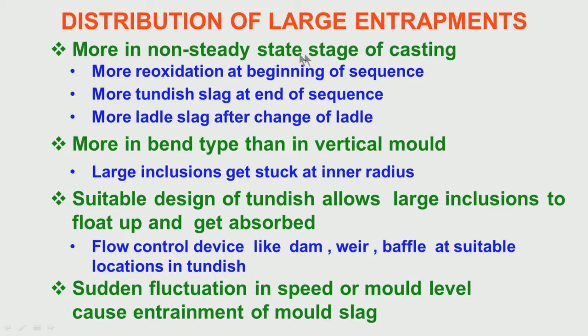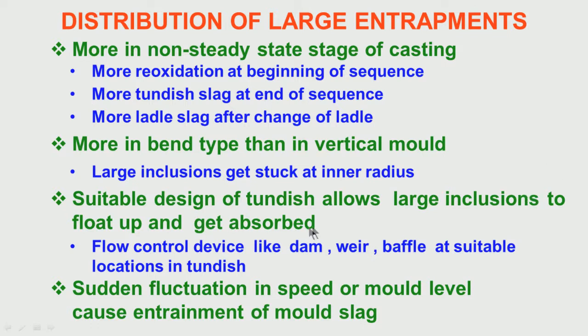So, what I am telling is that the distribution is not uniform along the length of the casting, and not uniform along the width of the casting also. If you have a vertical mold, then the width is more or less similar in cleanliness, but if you have a bend type of mold, then the area near the inner radius is relatively unclean, so more defects will be there.